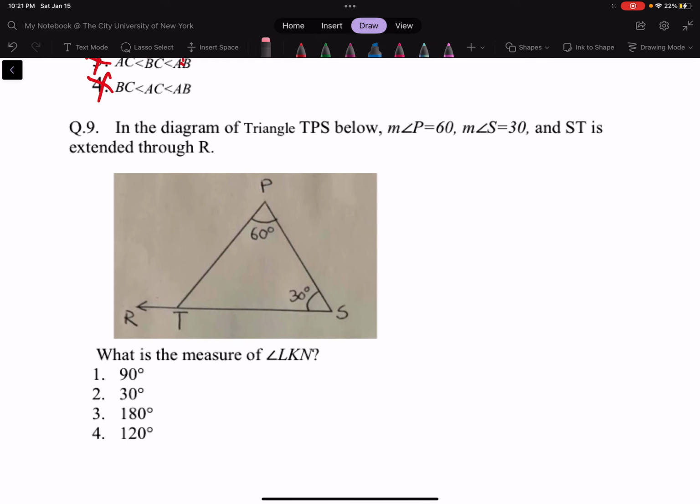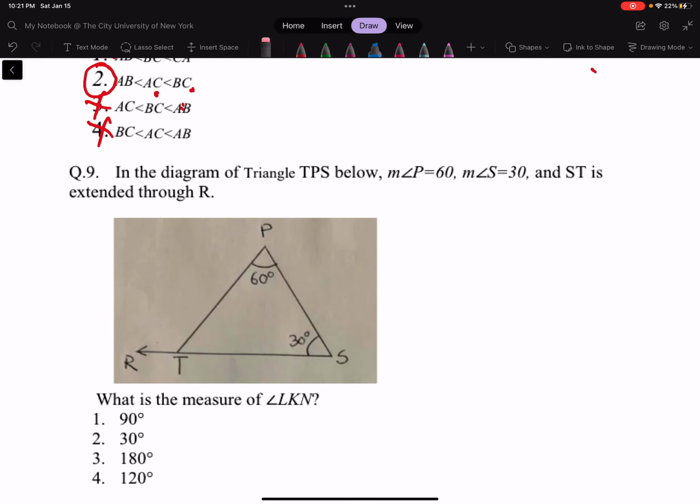And now, number 9 is again the exterior angle theorem. In the diagram, triangle TPS, angle P is 60 and the measure of S is 30. ST is extended, so an exterior angle is created. What is the measure of the exterior angle? So where is it? Oh no, this is not LKN. This should be PTR. I'm sorry.